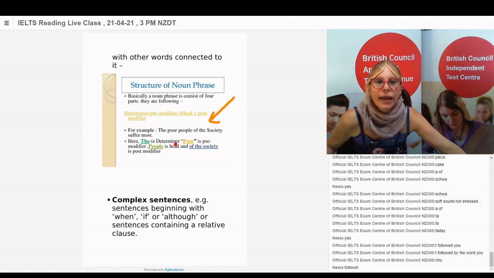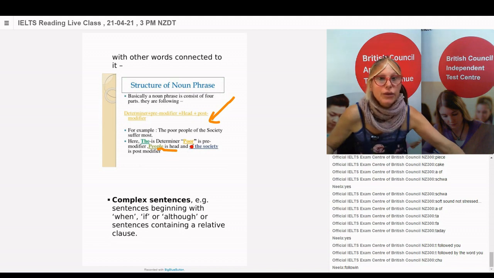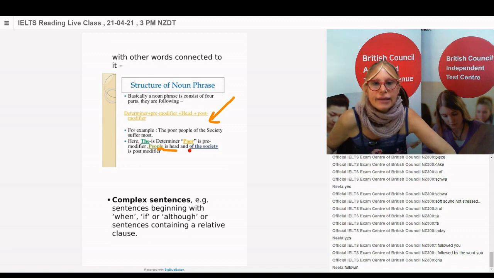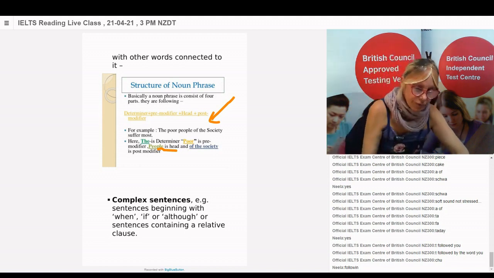Okay, let's have a look at all the different words in the sentence. So we've got the, which is called a determiner. Then we've got poor, which is an adjective, but it's also a pre-modifier in the sentence. Then we've got people is the head noun, and society is the post modifier. It's a lot of grammar terms for you, I know. You don't really need to worry about it.